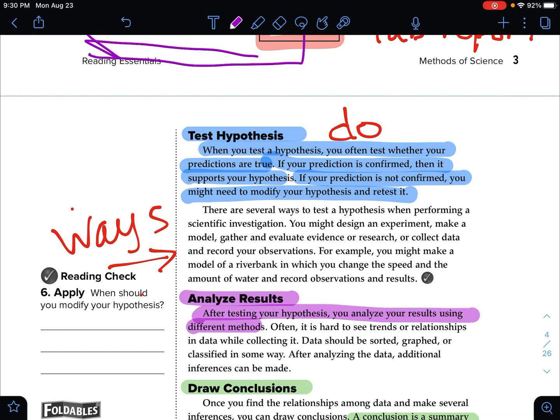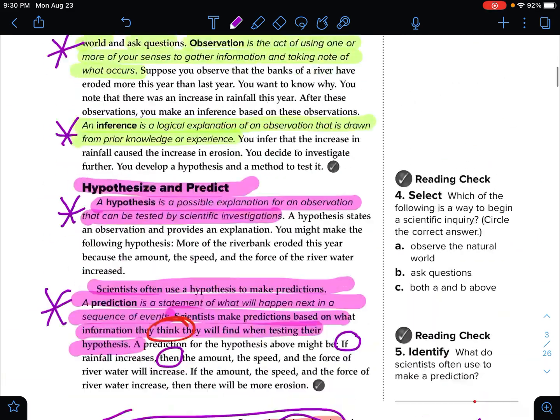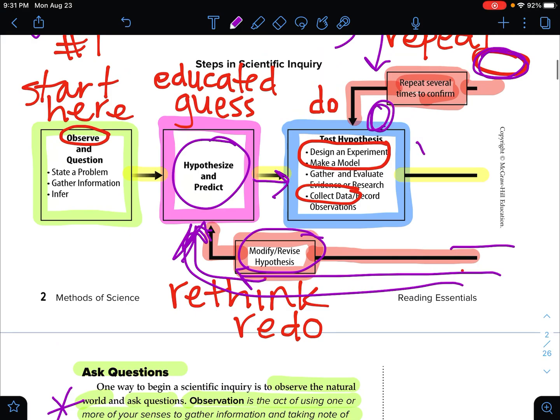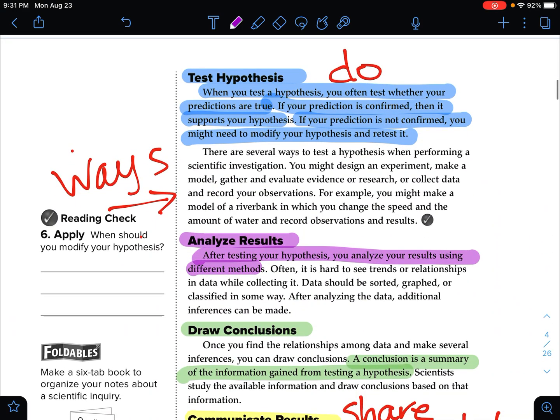So on your study guide, there is a section that asks for the ways to test a hypothesis. All right, so that is going to be up here. And then it's also in this section here. All right, so don't skip that.